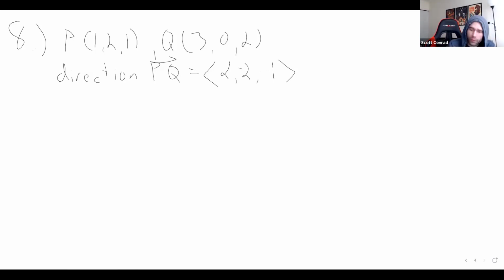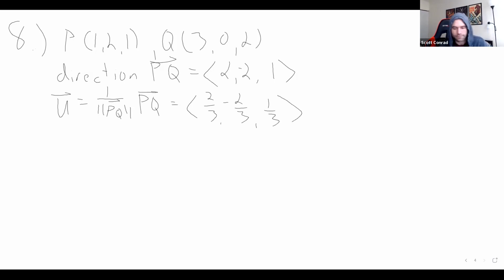And so when you're calculating the directional derivative, we have to turn that into a unit vector. So 1 divided by magnitude of vector PQ times vector PQ. Magnitude of this guy is just square root 4 plus 4 plus 1, square root 9, which is 3. So we get 2/3, negative 2/3, 1/3. Right. And so let's see what the solutions should be.